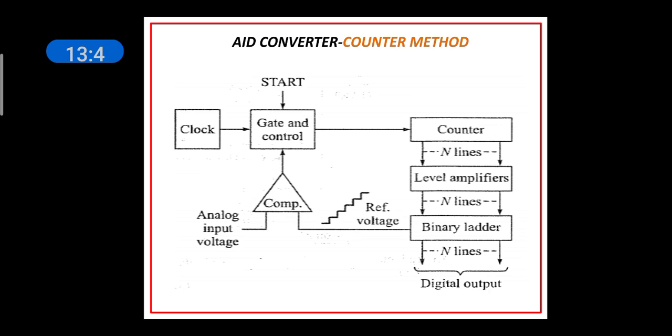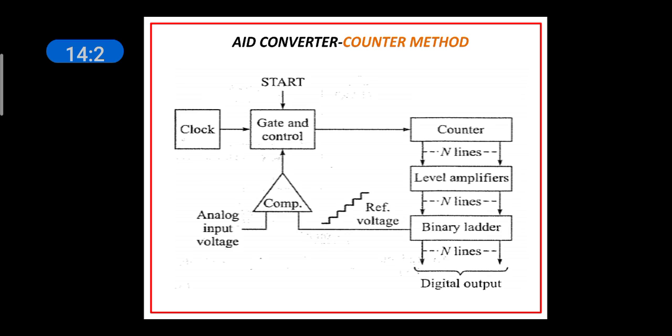It makes use of one comparator and a binary ladder. The binary ladder is a D to A converter. So the counter type A to D converter makes use of a D to A converter and the comparator. One of the inputs of the comparator is the analog input voltage. Another input is the reference voltage. The comparator compares the analog input voltage and reference voltage and produces an error signal.